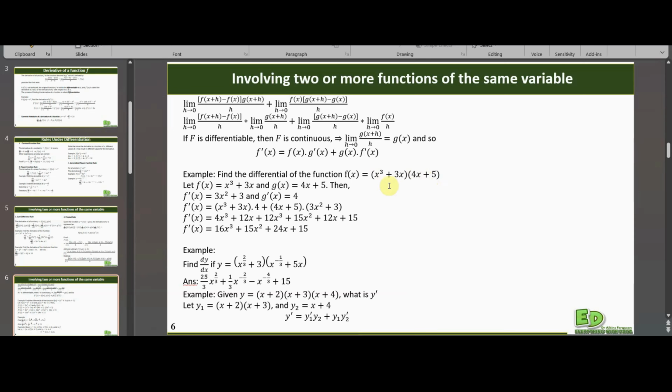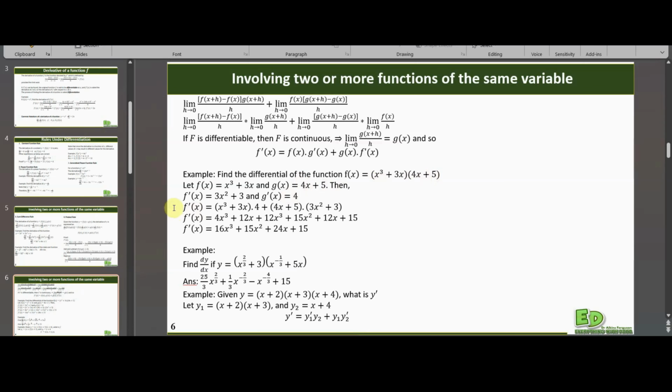So here we can use the product rule, which is saying that just represent one of the functions as f of x, represent the other function as g of x, right? So commonly, I will just say that let our f of x be the first term, which is what? x cubed plus 3x. And then we'll say the second term is g of x. So g of x is equal to what? 4x plus 5. Just represent the first term f of x, the second term g of x.